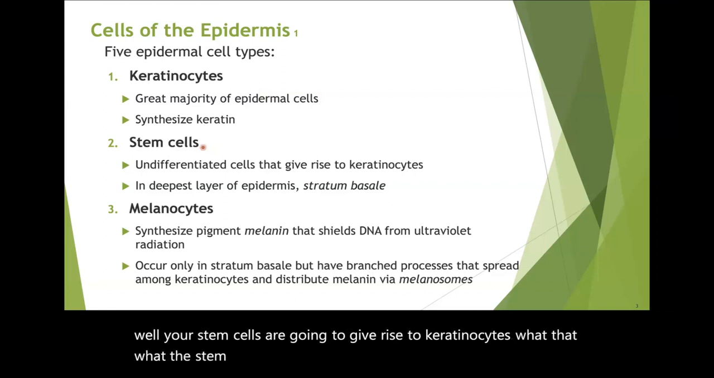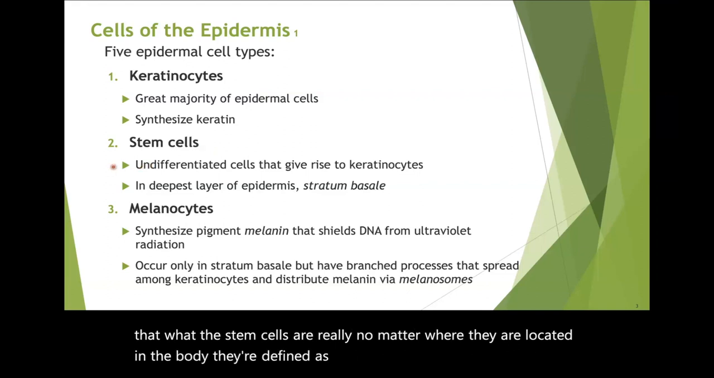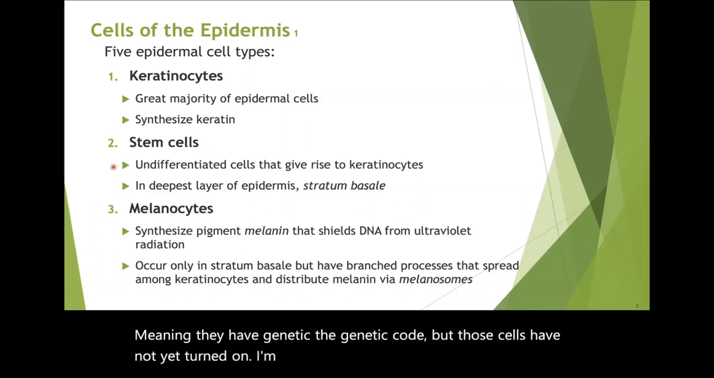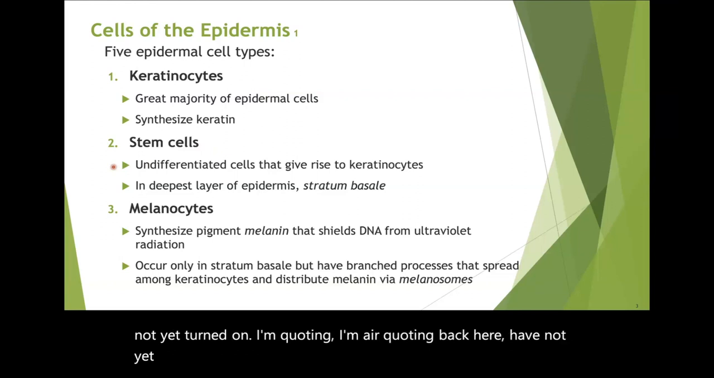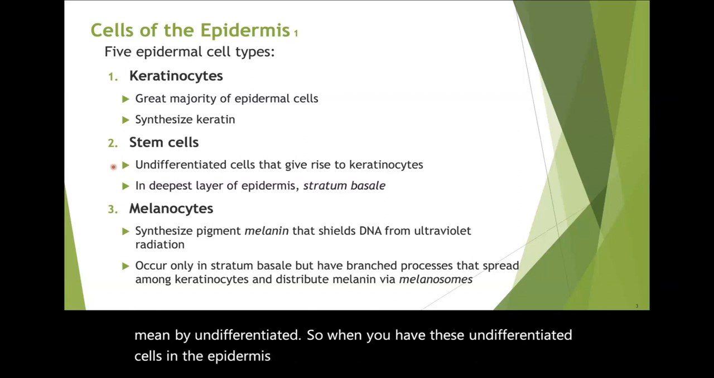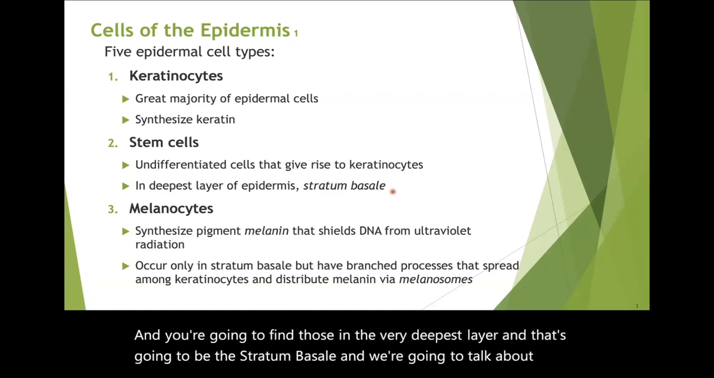What the stem cells are really, no matter where they are located in the body, they're defined as undifferentiated cells, meaning they have the genetic code, but those cells have not yet turned on what they're going to turn into. And that's what they mean by undifferentiated. So when you have these undifferentiated cells in the epidermis, those are going to differentiate into keratinocytes. And you're going to find those in the very deepest layer, and that's going to be the stratum basale. We're going to talk about the layers in the next couple of slides.